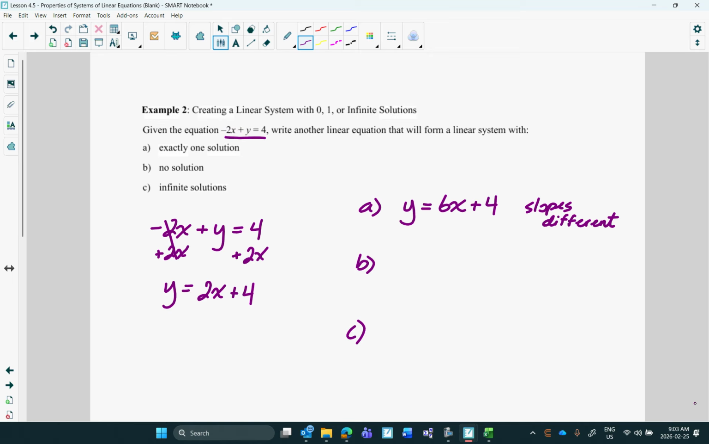No solution. What do the slopes have to be? The same, but the y-intercepts have to be different. So I've got to write 2x to get the same slope, but I've got to write a different number besides 4. Sure, plus 2. Any number will work. -5. Whatever. Slopes, same. Y-intercepts, different.